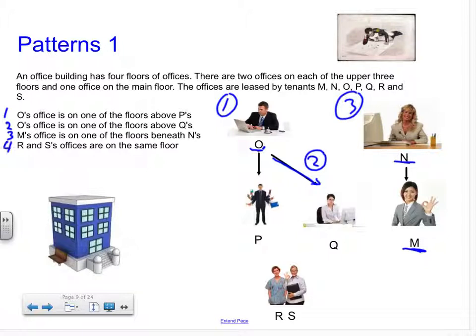In the fourth and final condition, R and S's offices are on the same floor. So R and S is represented in this picture for condition 4. And R and S come as a package deal. They come together and they occur on the same floor.